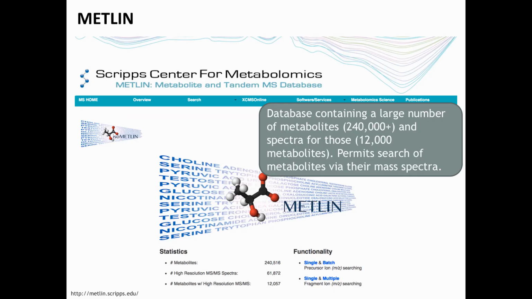The second database that I'd like to highlight is Metlin. That contains a very large number of metabolites. Last time I checked, more than 250,000. And not for all of those, they do have spectra. Some of these metabolite structures are just taken from literature. But for about 12,000, they do have spectra. And they permit search of metabolites via their mass spectra in a very similar way as you've just seen it for HMDB. So you just submit a peak list, it goes off and retrieves all the hits against that.